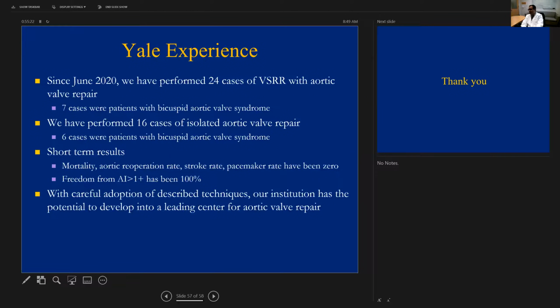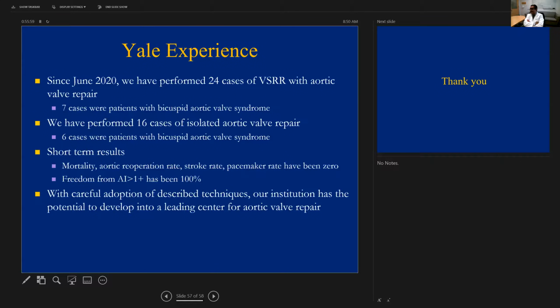I'll end this with my own little experience here. Forgive me, it's very brief because I only took over the directorship of the Aortic Institute in June or July of last year, so in 2020. Since June of 2020, we've now done 24 valve-sparing root reimplantations here at Yale. This was not a technique that was being done routinely at our institution before. Seven of those 24 patients had bicuspid aortic valve.